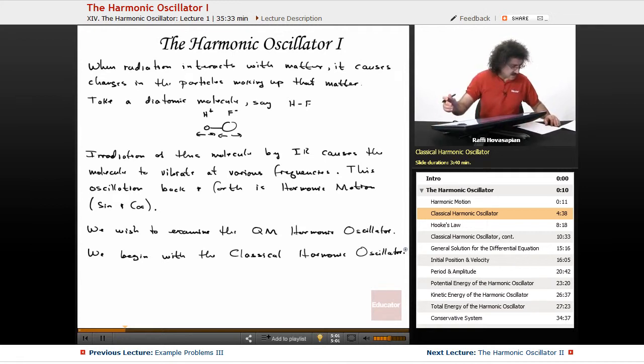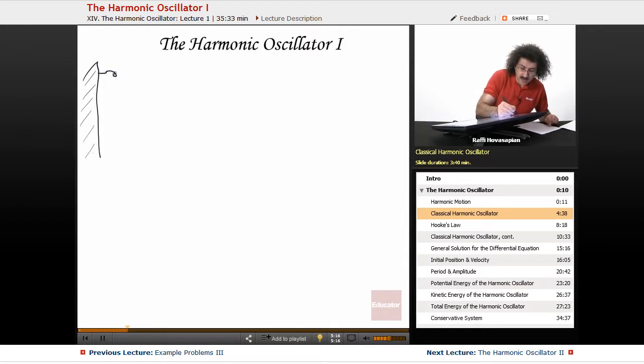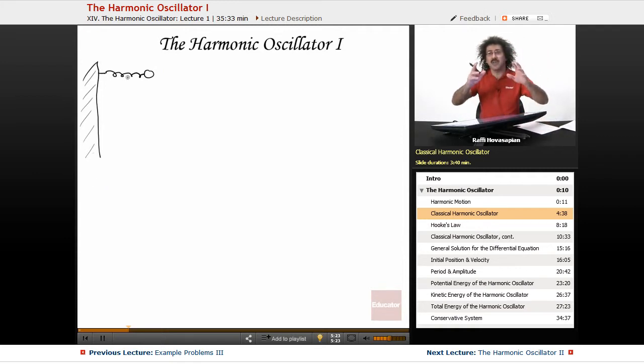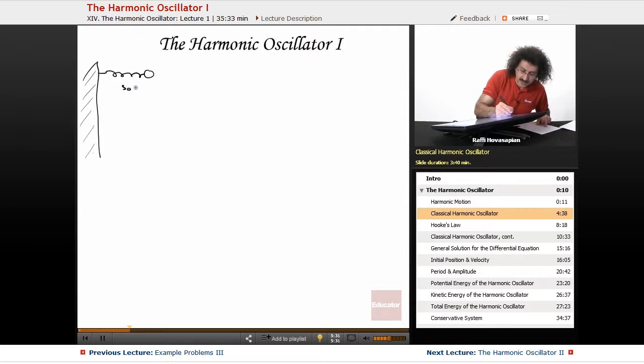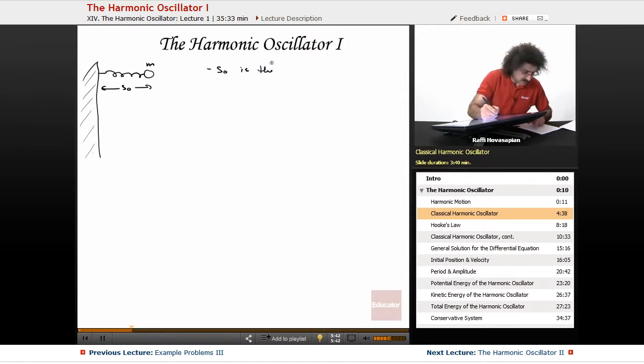So let's go ahead and start on a new page. Consider the following system. We have basically a setup like this, and this is a wall. We're going to fix one end, and we're going to have a spring with a mass on it, and it's going to be just a spring in its normal, unstretched, uncompressed state, what we call the equilibrium length of the spring. We're going to call that S0. There's a mass. It has mass M. So S0 is the distance of the undisturbed spring.